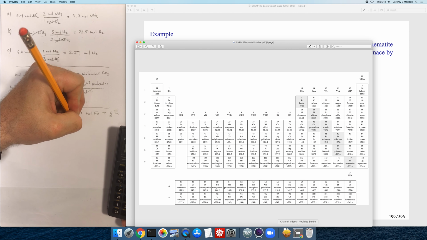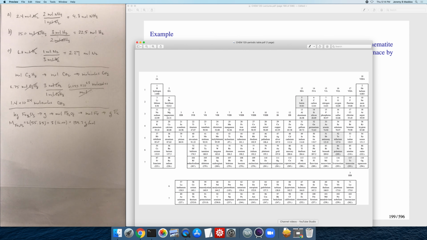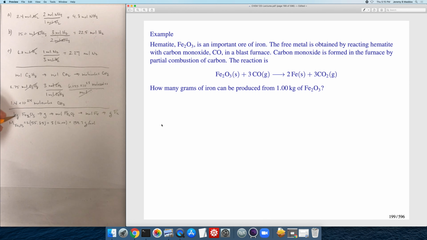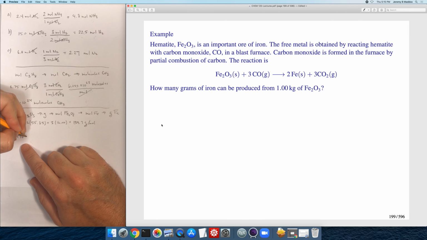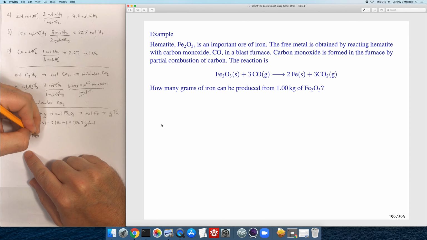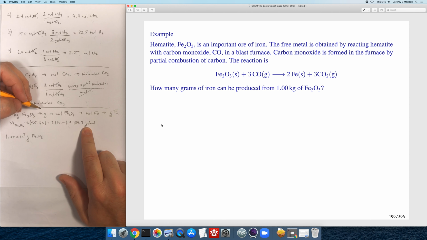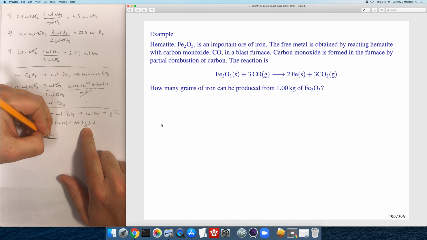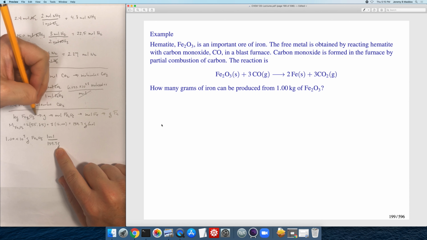I'm getting 159.7 grams per mole. And now we're ready to do the stoichiometric calculation. So I'm going to do the SI conversion in my head. So we have 1.00 times 10 to the 3 grams of the iron 3 oxide. We will divide by this molar mass to give us the number of moles of iron 3 oxide. So that takes us to here.